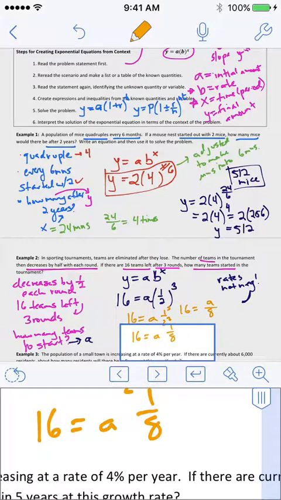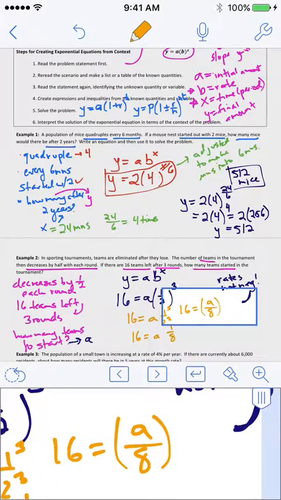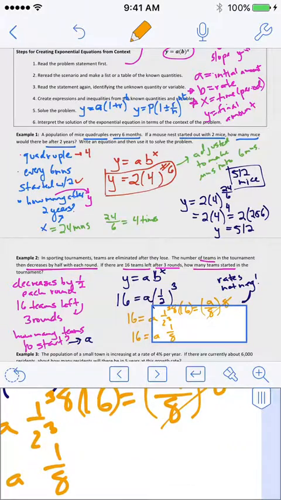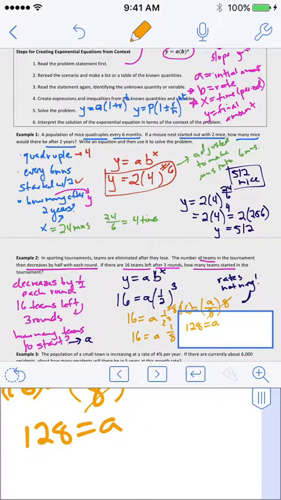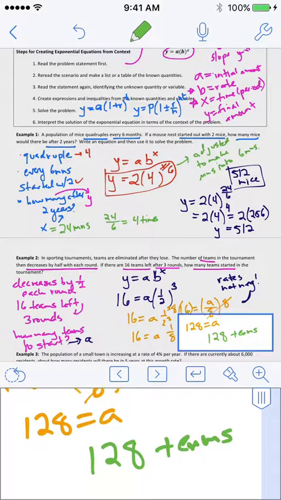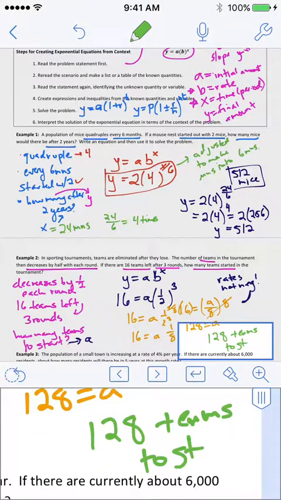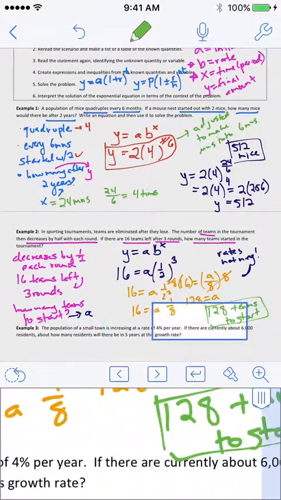That's going to be the same thing as 16 is equal to A over 8. Remember, you can totally do that, put the A on top. Then that tells me I should times by 8 to both sides. Cancel. I end up with 8 times 16, or 128, is equal to A. There, I have solved. Now I can translate back real fast. That means that there were 128 teams that started. Awesome.